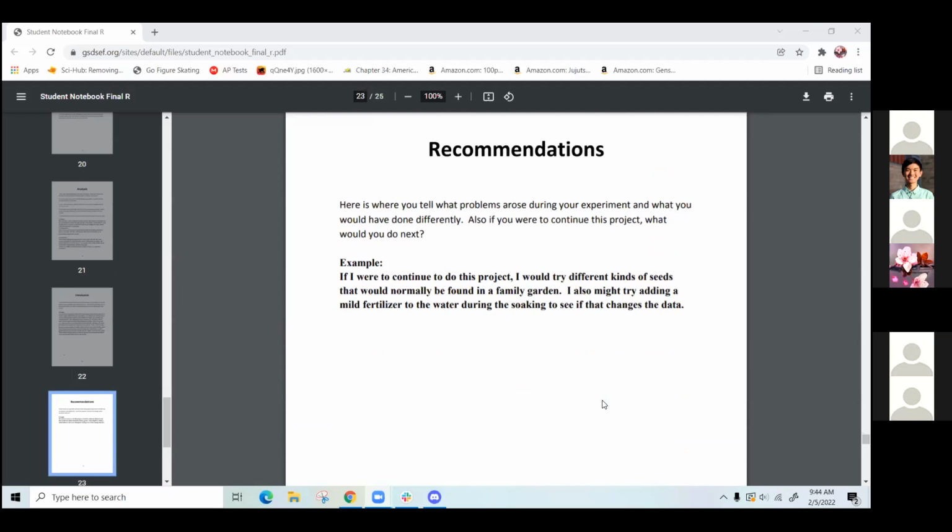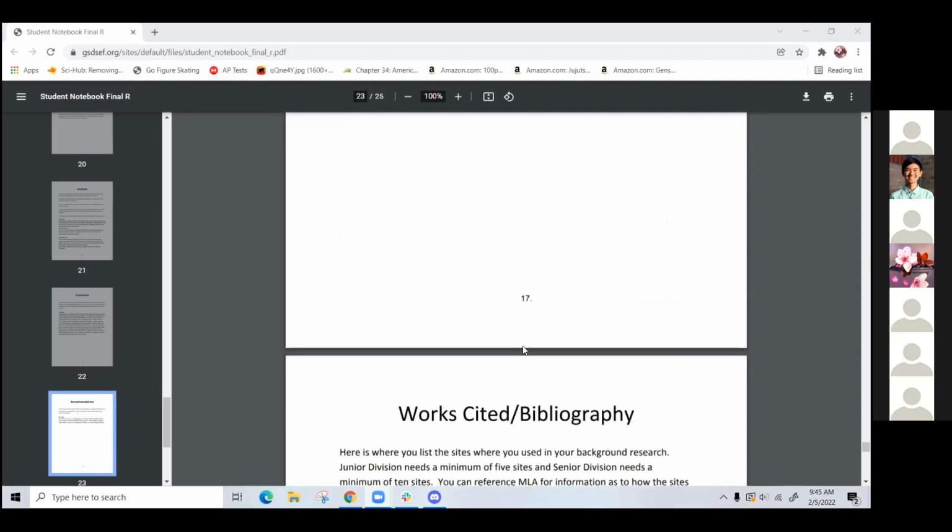Recommendations are where you can discuss limitations to your research, like, oh, I only tested my idea on 10 bean plants or 10 mice, and it's not that many, so a greater sample size would be good. Or also, next time, I would research not just the effects of temperature, but also the effects of sunlight exposure on plant growth. Next slide, please.